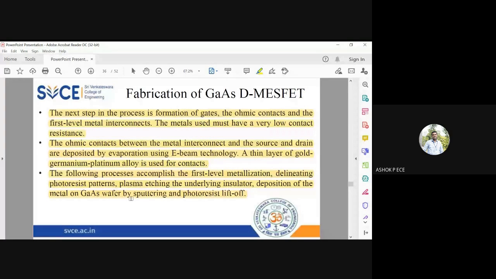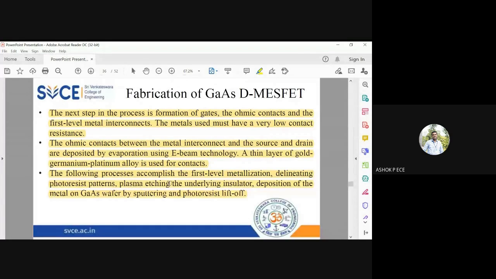So delineating the photoresist pattern: you are going to take out the photoresist pattern which is not required. Plasma etching. Etching means, the size is very, very small, right? So you cannot remove it with your hand. So you have to use a plasma or vacuum to etch out the unwanted portions.